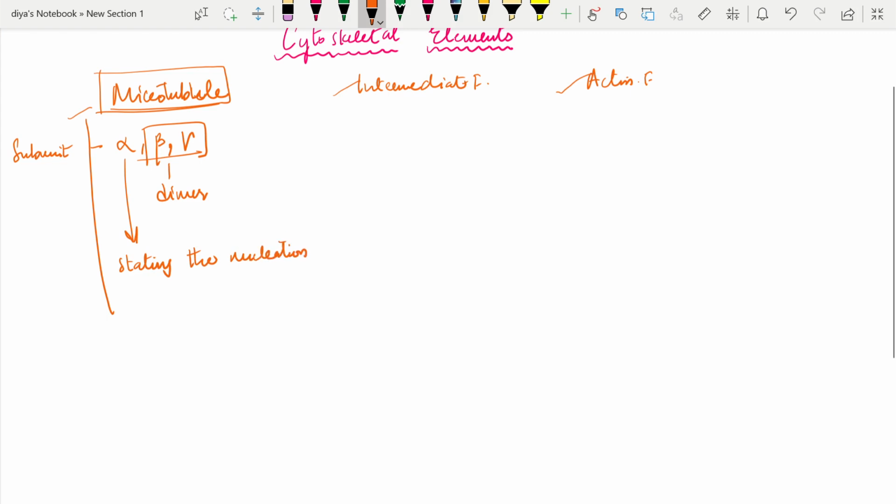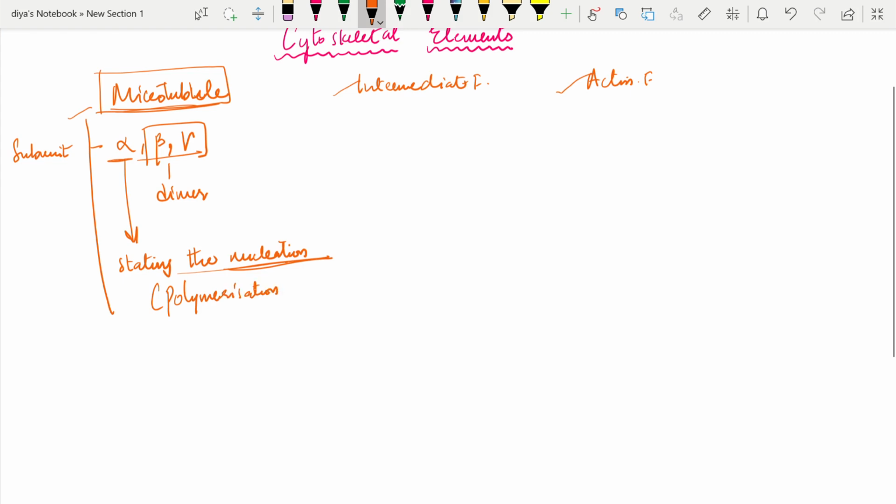Wherever you find the word nucleation, it basically means that it is helping in starting the polymerization. So a microtubule has its subunits, and these subunits have to nucleate, that is, they must polymerize to form a filament, that is a microtubule. So this alpha subunit helps in starting the nucleation. Nucleation is polymerization.